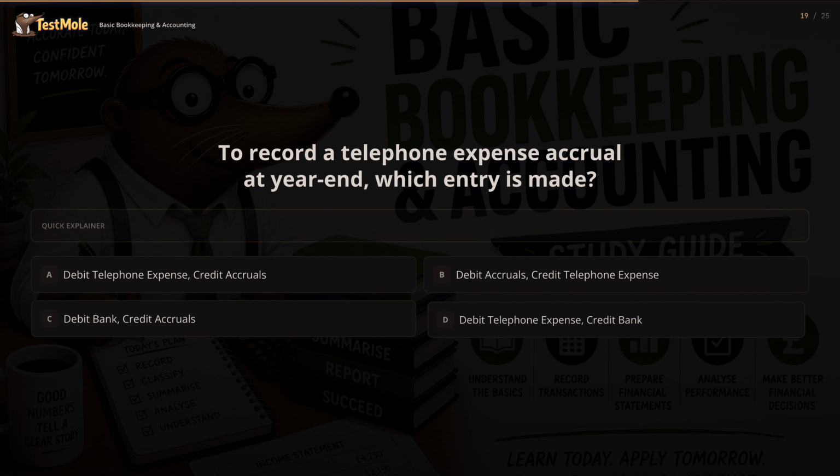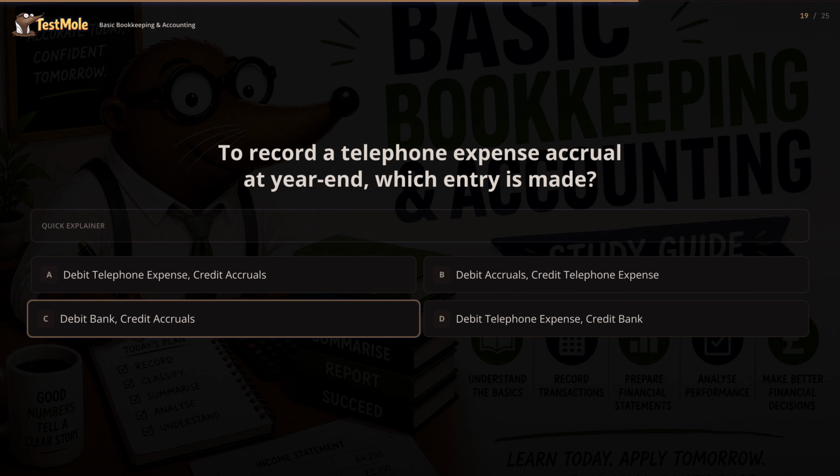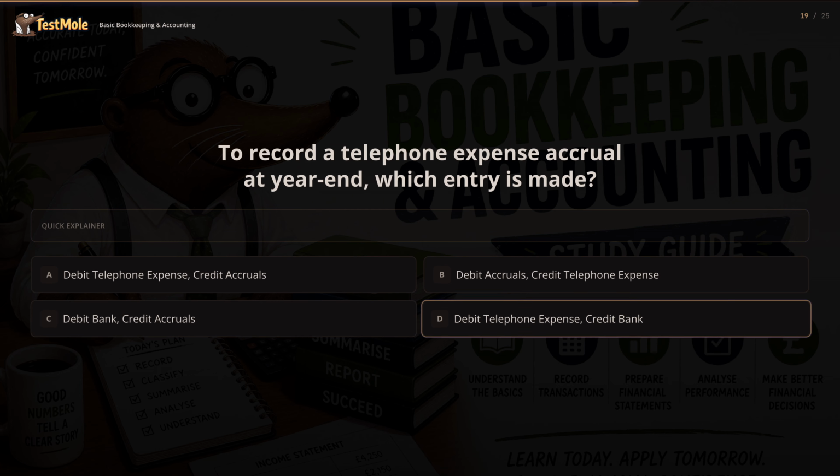Here are the options. A. Debit telephone expense, credit accruals. B. Debit accruals, credit telephone expense. C. Debit bank, credit accruals. D. Debit telephone expense, credit bank.